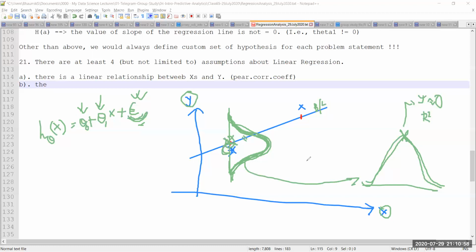Also, if this is the error term for this predicted value, similarly, for this predicted value also I'll have the error term, or the distribution of this prediction. In that case, my first assumption was that there is a positive or negative linear correlation between x and y. Second, the distribution of the error term will be a normal distribution. What is a normal distribution? Mean is equal to 0, standard deviation is equal to 1, if you remember. Similarly, I take the error distribution of all the terms of all the predicted values.